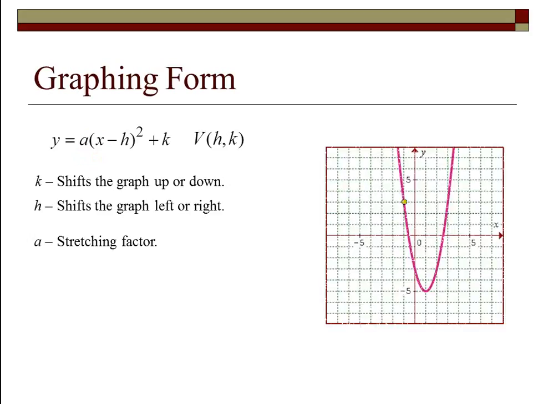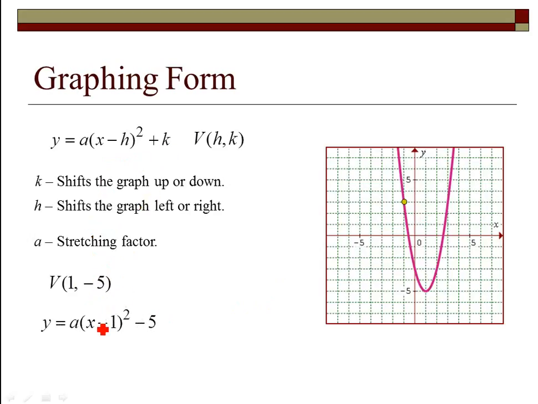So here's an example. I have a parabola here, and I can see my vertex is at 1, -5, and it's going to go through this point up here. Since my vertex is at 1, -5, it's like taking the graph and shifting it to the right 1, so I make this x minus 1, and then down 5. So the k value is -5.